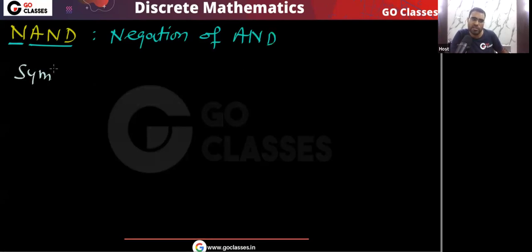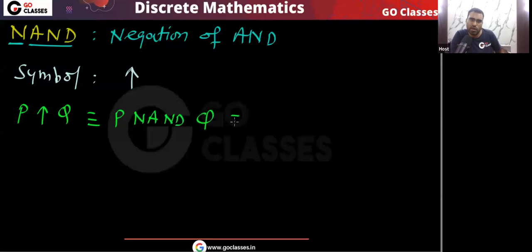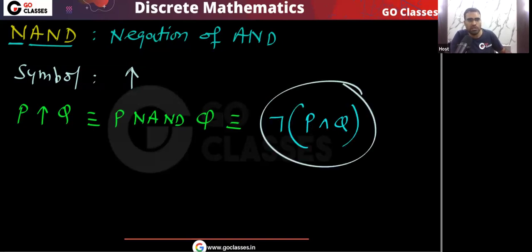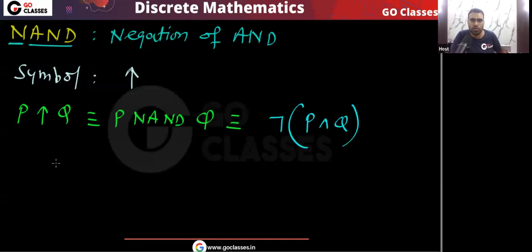Now let me tell you what the symbol is. The symbol is up arrow. For example, if you have this up arrow, you can also write it as P NAND Q. You can also call it P NAND Q. Basically this means negation of and. It means first you do and, then you do negation. Is this point clear? So this is your NAND. NAND means negation of and. Very simple. So now you can create the truth table.